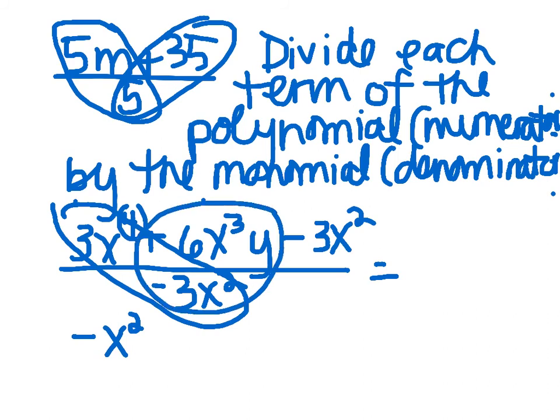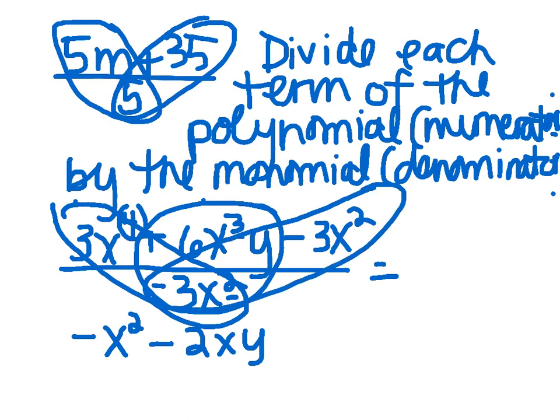When I divide these two things, a positive divided by a negative is a negative. 6 divided by 3 is 2. x to the 3rd divided by x squared is x. I'm subtracting the exponents and they go where it's bigger, and there's still a y up there. Here's the challenging part. To divide negative 3x squared by negative 3x squared, first of all, a negative divided by a negative is a positive.